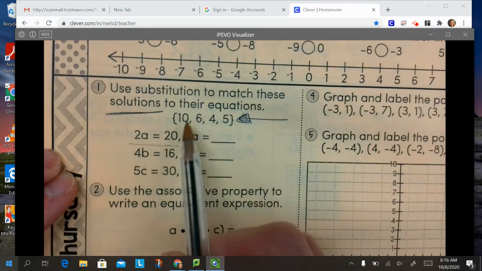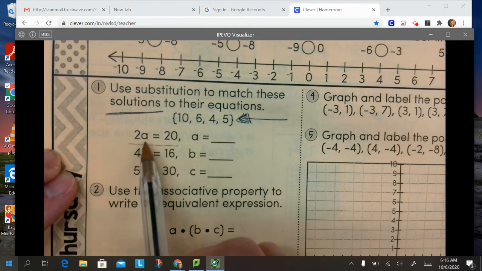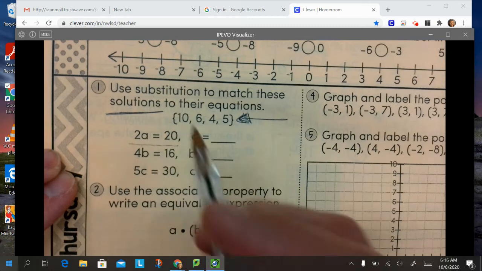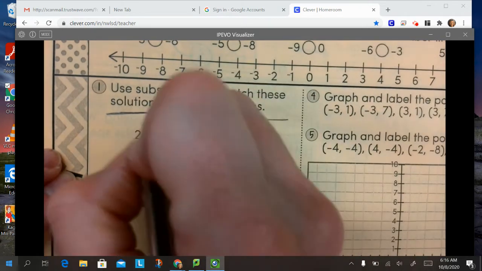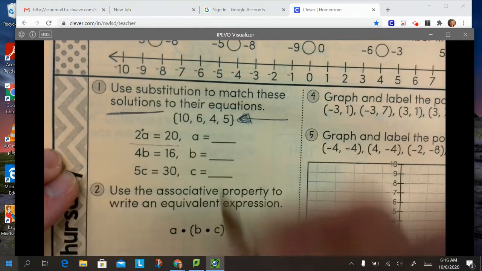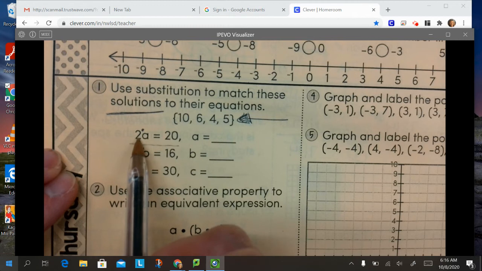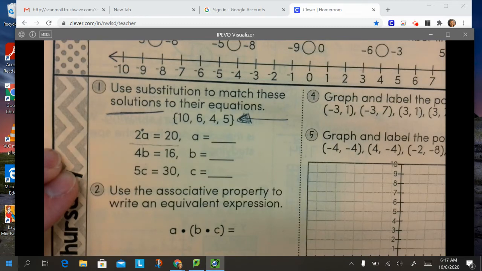And before we even begin to work on these possible answers, I want to make sure that you understand that if you have a number that's right next to a variable, there's invisible math there. It's hidden, okay? And there's multiplication, all right? So you want to think of multiplication. So anytime that you have a number next to a variable and it's squished together, it's multiplication, okay? So keep that in mind.